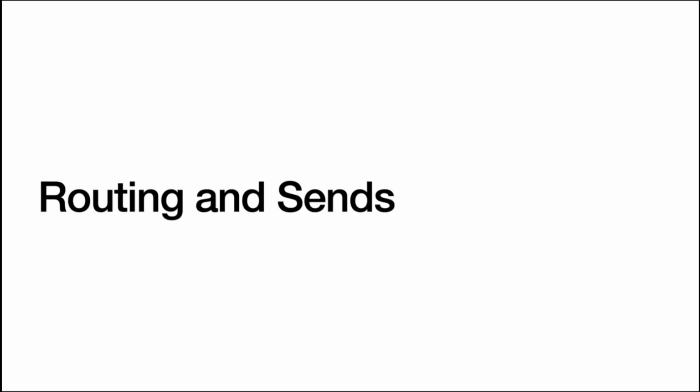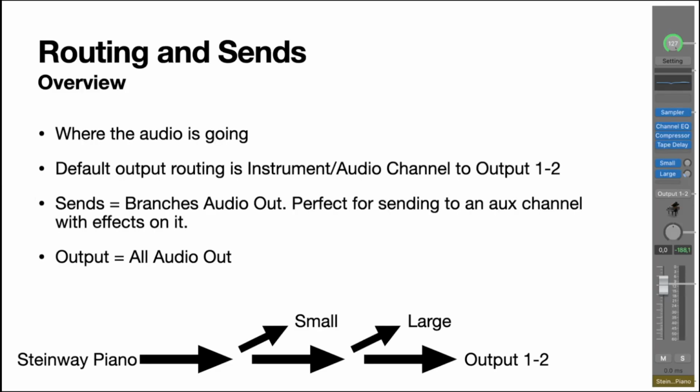So moving on, let's go ahead and talk about routing and sends. Routing and sends is essentially this section is mainly for sending audio out. This is the first specific section that we go to that isn't really an overview as much as it is just explaining what it is. So here we go. Essentially, we have the routing and sends. This is where the audio is going. Default audio output routing for instrument and audio channels is to output 1 and 2.